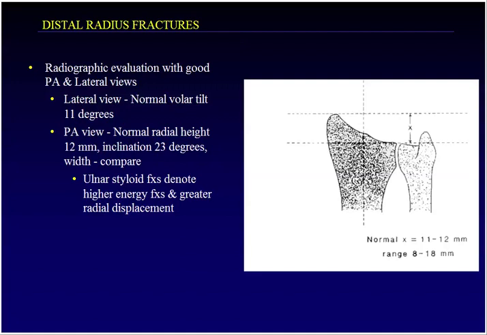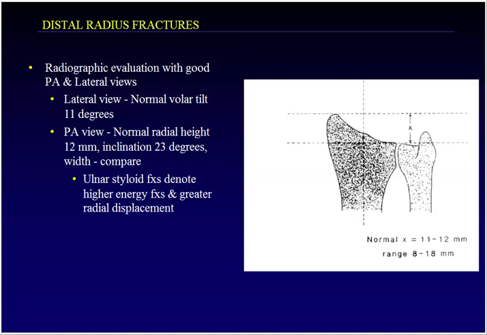Remember your normal anatomical features. On the lateral view, the normal volar tilt of the distal radius is 11 degrees. So volar tilt, or apex dorsal angulation, of the distal radius is 11 degrees. On your PA view, the normal radial height is 12 millimeters. This is the radial height here, which is measured from the alignment between the distal radius and the ulnar articular surfaces to the tip of the radial styloid, and your normal radial inclination would be 23 degrees. And you want to compare that often to the contralateral side as a control.